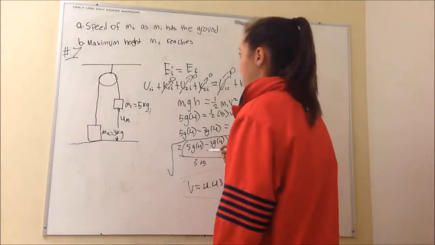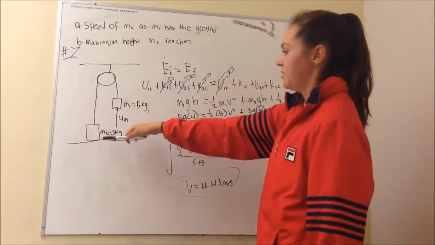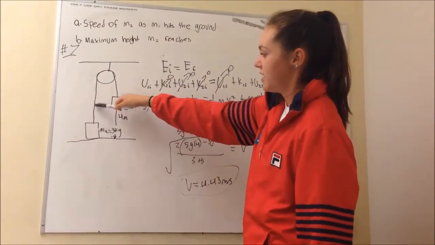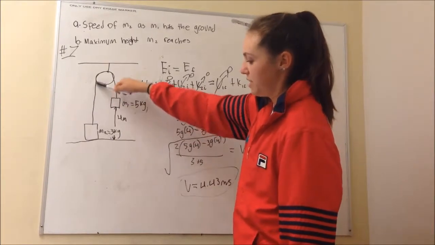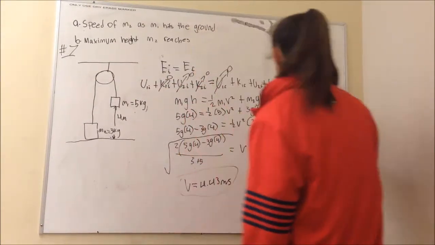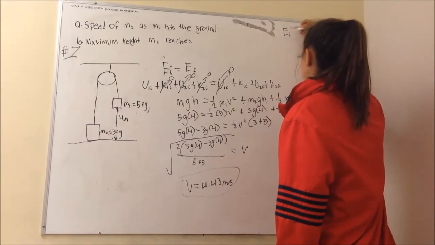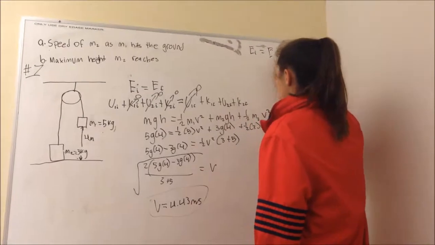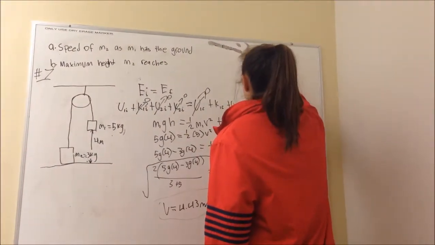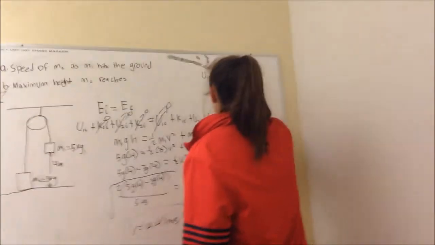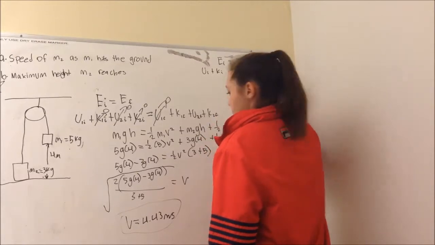And then for part B, we want to find the maximum height that M2 reaches. And you'd think it would be 4, because that's when this hits the ground, but since there's a kinetic energy still, it'll keep going up. So for that, we're just going to say the energy initial equals energy final. And we're just doing it for mass 2 now, so U initial plus K initial equals U final plus K final.